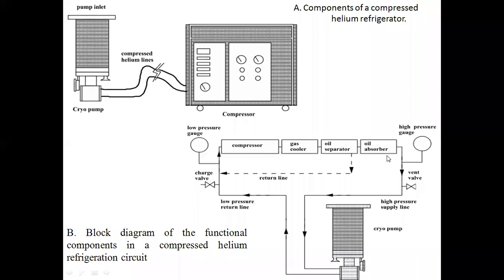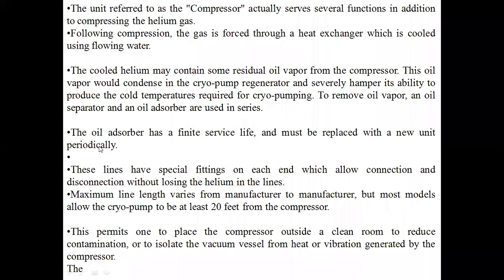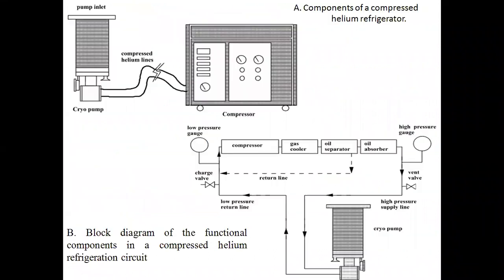These oil absorbers have a very short lifetime, so they have to be replaced once in a while. These lines have special fittings on each end which allow connections and disconnections without losing the helium in the lines. Most of these fittings, oil separators and oil absorbers have different sealing and fitting arrangements, which separate only the oil but not the helium. That means there will not be any leakage of helium in either the oil separator or the oil absorbers.